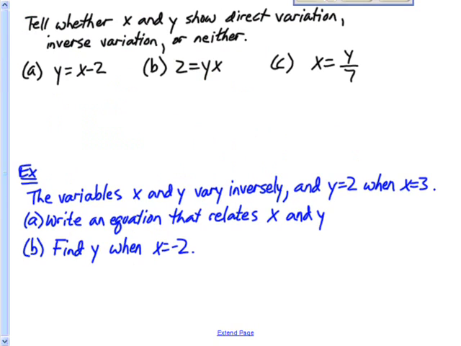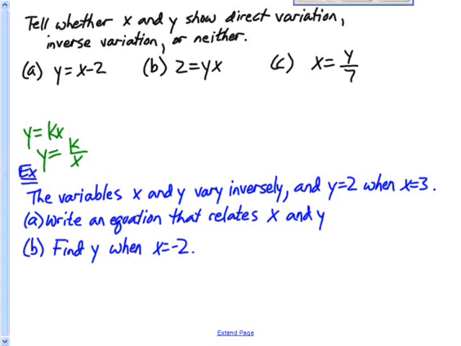So let's do some examples here. Let's look at this first one. Tell whether X and Y show direct variation, inverse variation, or neither. Okay, so let's look at the first one. Now remember, direct variation has to look like that, right? Inverse variation is going to have to look like that. And notice for both of those you have to solve for y.